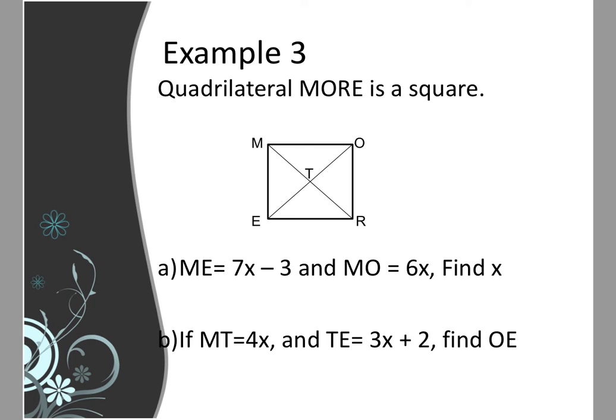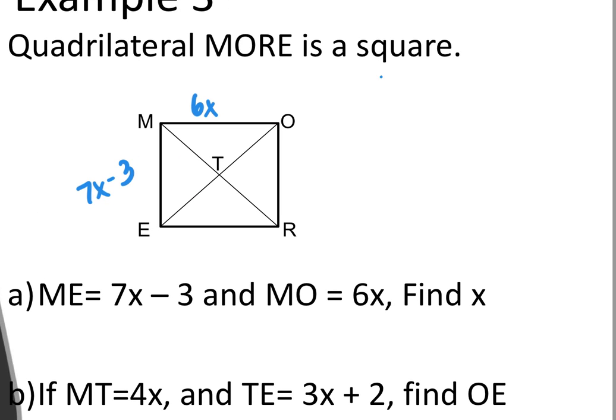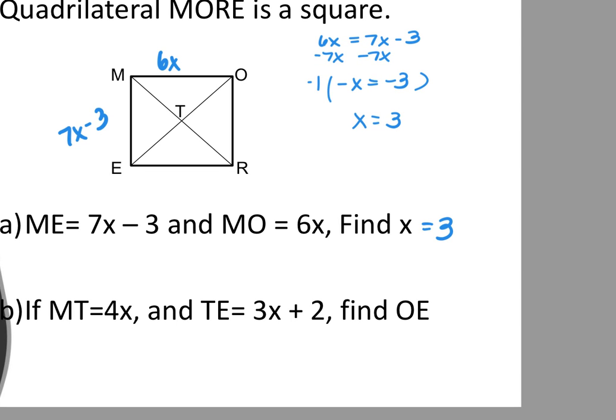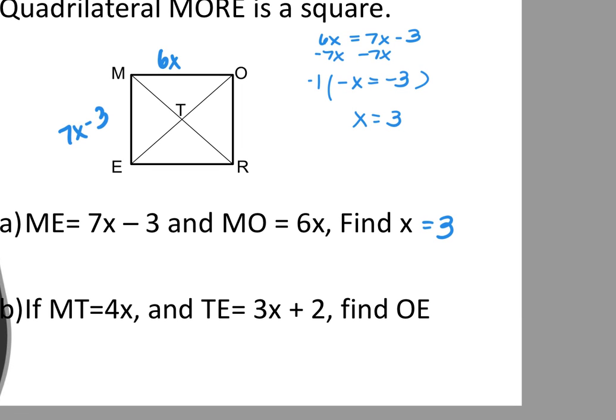So when it says ME is 7x minus 3 and MO is 6x, what do we know about those two sides? They're equal to each other. So 6x equals 7x minus 3. Subtract the 7x and I get negative x equals negative 3, which means x would equal 3. And again, you can only do that on a rhombus or a square. You couldn't do that with a rectangle.